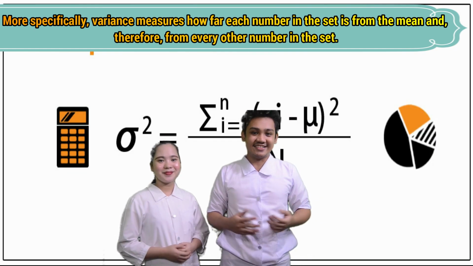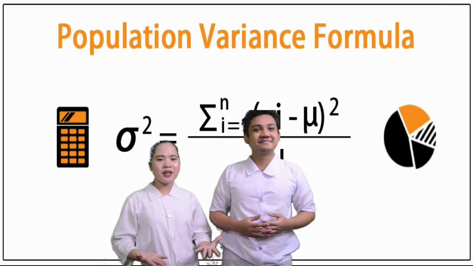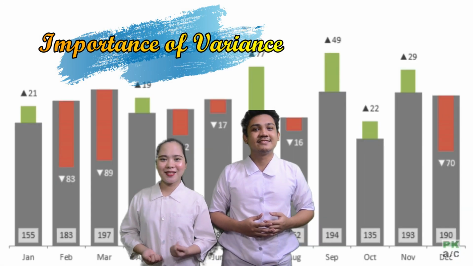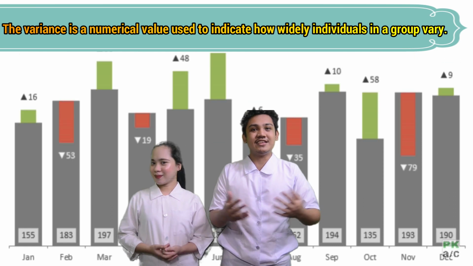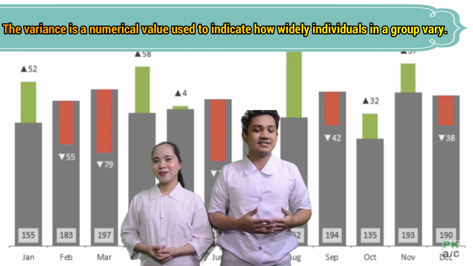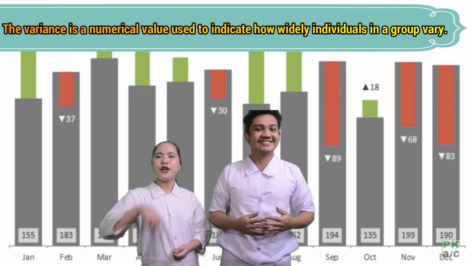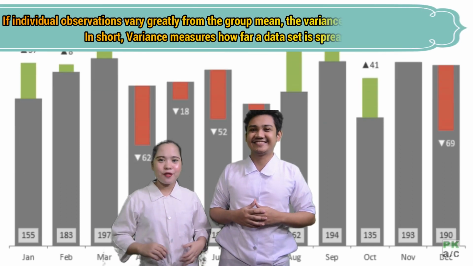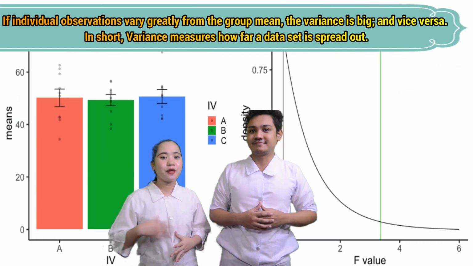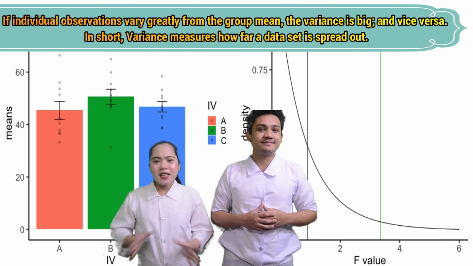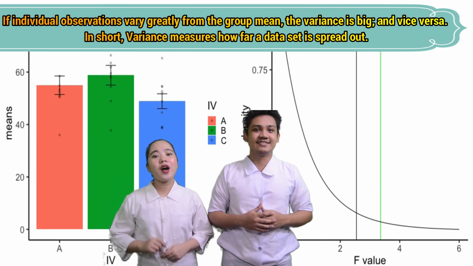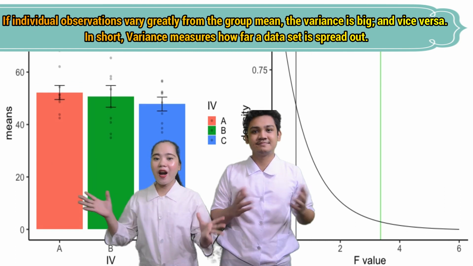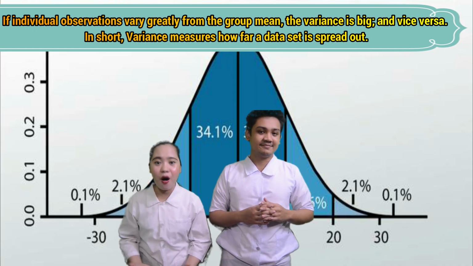number in the set. And how about the importance of variance? The variance is a numerical value used to indicate how widely individuals in a group vary. If individual observations vary greatly from the group mean, the variance is big, and vice versa. In short, variance measures how far a data set is spread out.